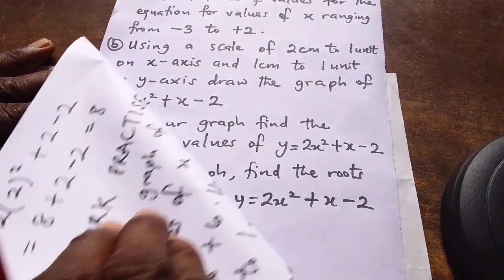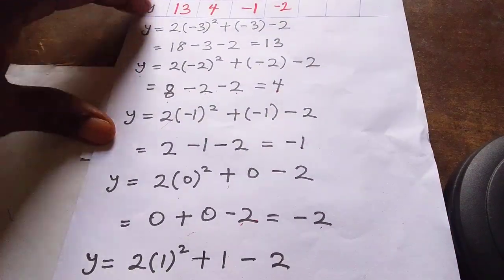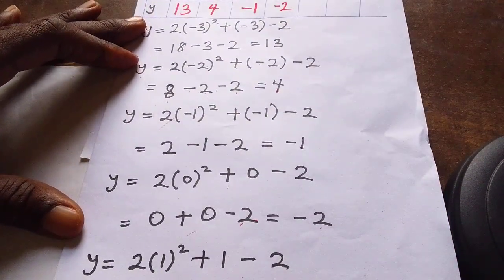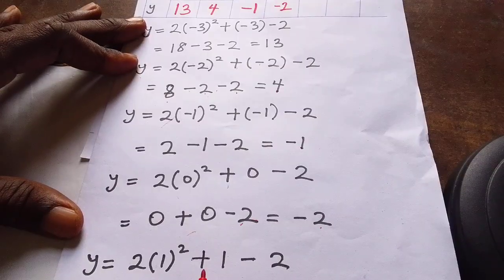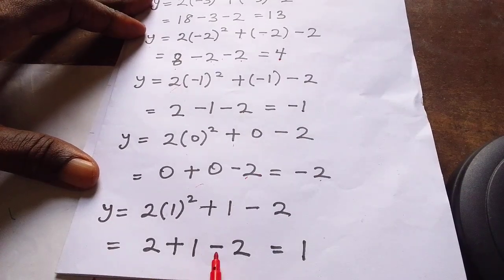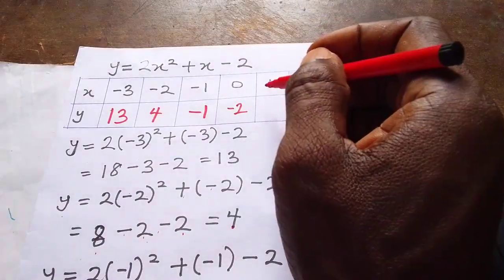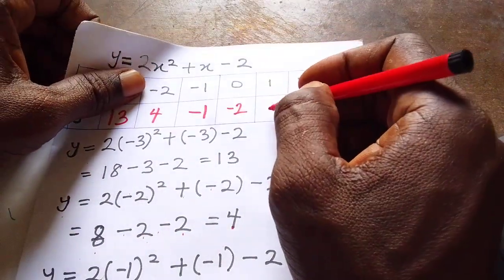So when x is 1, what will be the value for y? Substitute 2 into bracket 1 squared plus 1 minus 2. 1 squared is 1. 1 times 2 is 2. Plus 1 minus 2. 2 plus 1 is 3. 3 minus 2 will give us 1. So when x is 1, y is 1.